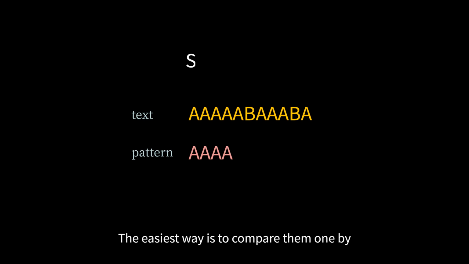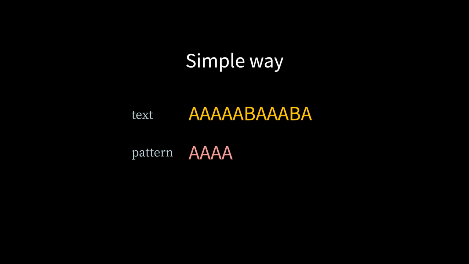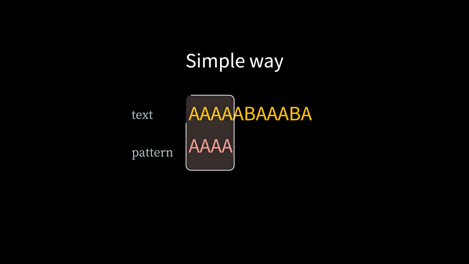The easiest way is to compare them one by one. The first is the comparison between the first character in the text and the pattern. We start from the first one in the text and compare. All are A. Then the next one is all A. The next one is all A. And the last one is also A. An exact match is found. This is the first match.